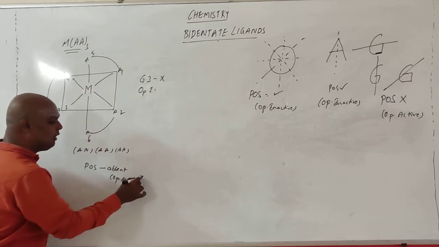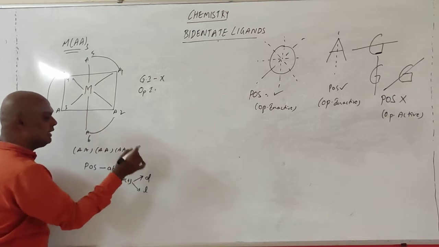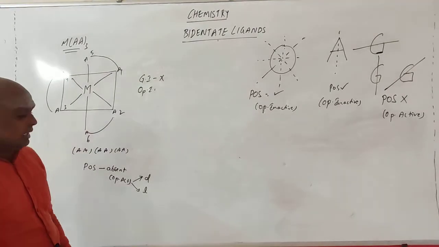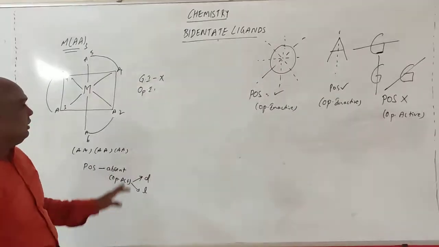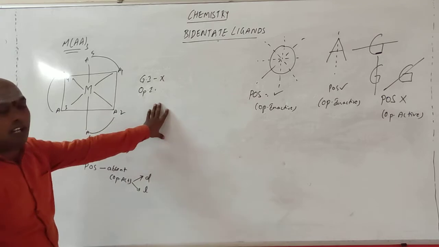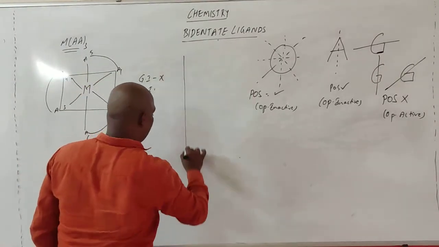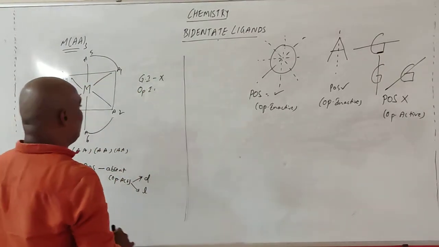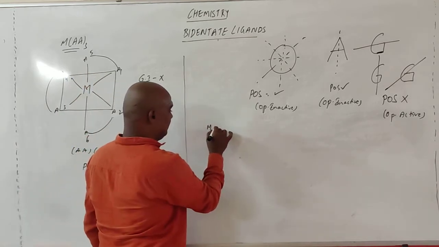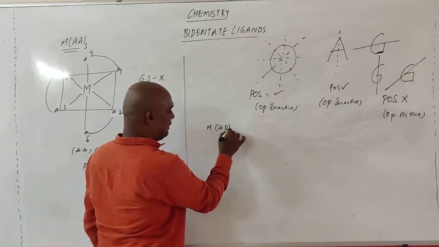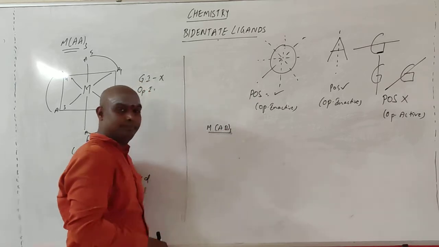If optically active, how many will we be getting? One is D and one is L. So this is an optically active molecule. Geometrical isomers are 0. So let us take one more molecule, like M AB3. This is the molecule.